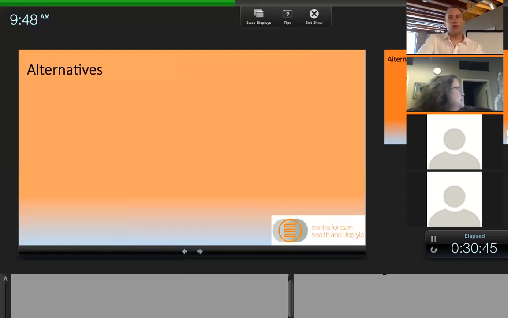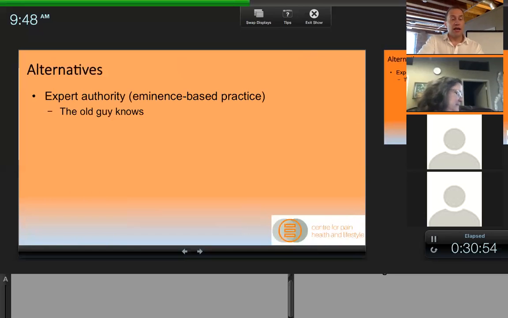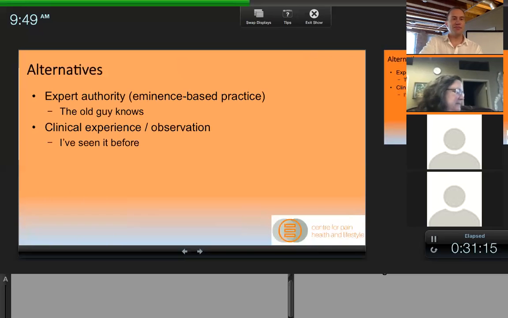Okay, so we don't have to use evidence in practice, and medicine went along for a long way without it. There's a couple of ways we can do it. We can have the old guy and just ask him, and he's a guy. We can treat a heap of patients and just remember what we did with them and remember what happened to them and do the same thing. So this is this idea that I've seen this before.